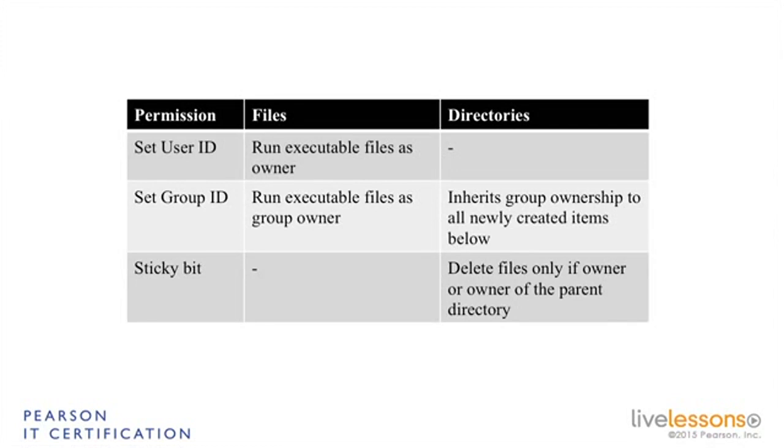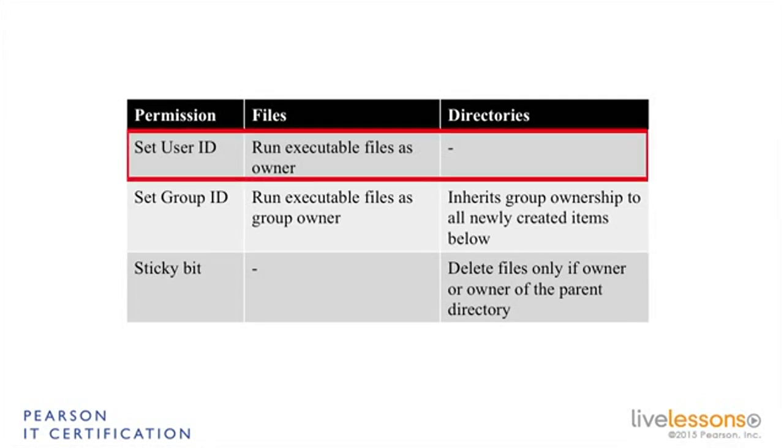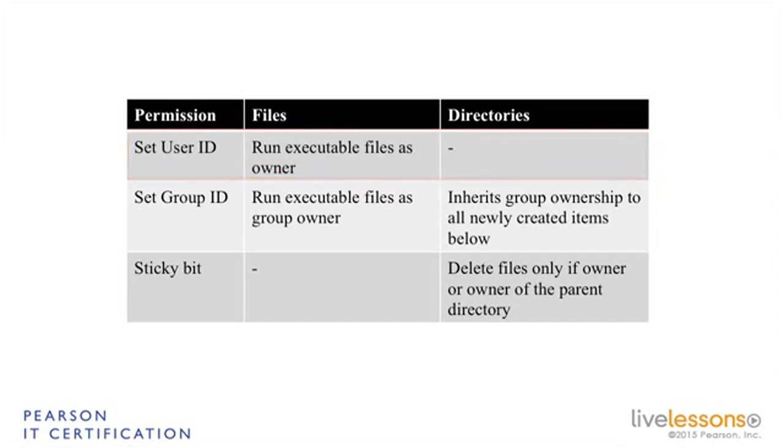Before applying the special permissions, let's have a look at the special permissions and what they mean. I've put them in a slide so that you can easily refer back to the slide to understand what we're talking about. So the first special permission is set user ID. It means that if it's applied to a file, the user can run executable files as the owner of the file and not with his own user permissions. On directories it doesn't have any meaning.